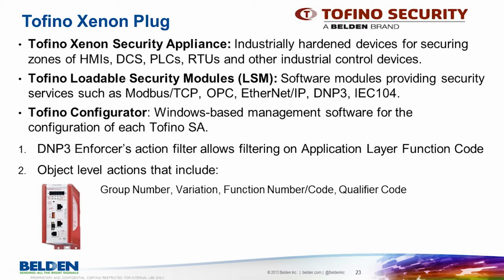So just as an aside, for this DNP3 implementation, when we developed this, we have the ability to filter on all those things that I was talking about earlier. So you can do application layer function code filtering. You can look at your group number, variation, function code, qualifier code, all that fun stuff. So it's, as I'd call it, a full protocol implementation.